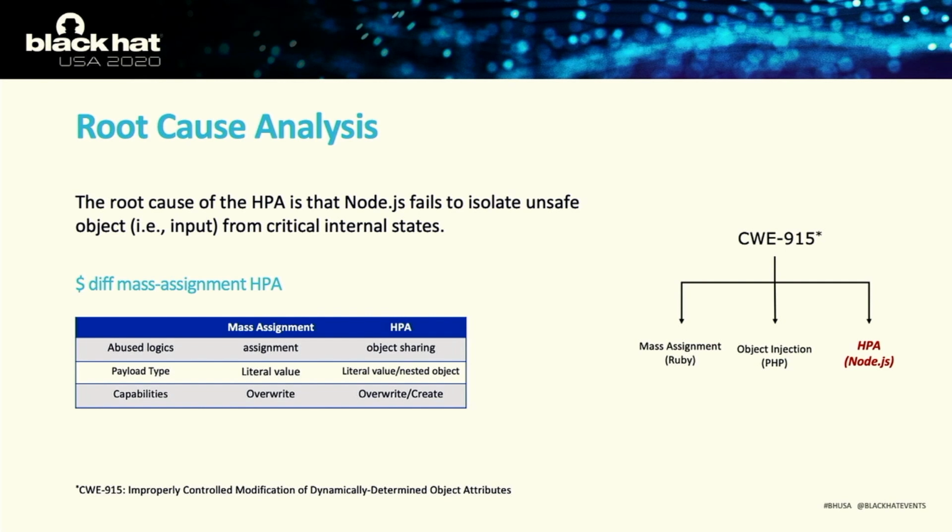The mass assigned payloads are literal values. However, HPA can introduce hidden properties with either literal values or nested objects. More importantly, Ruby is strongly typed, so the mass assignment vulnerabilities cannot introduce new properties into the victim object. However, HPA can inject arbitrary properties, which makes HPA very flexible and powerful.